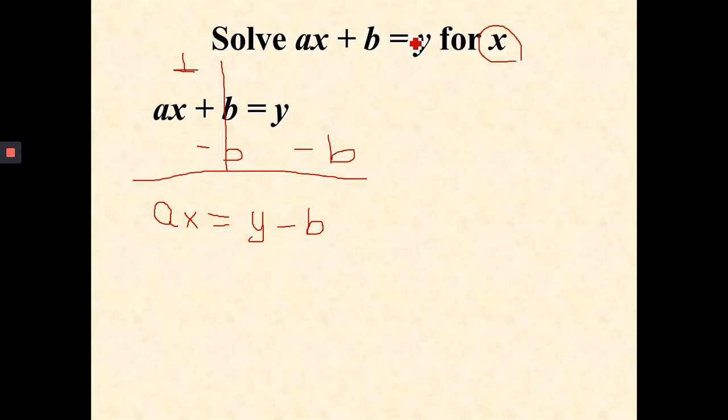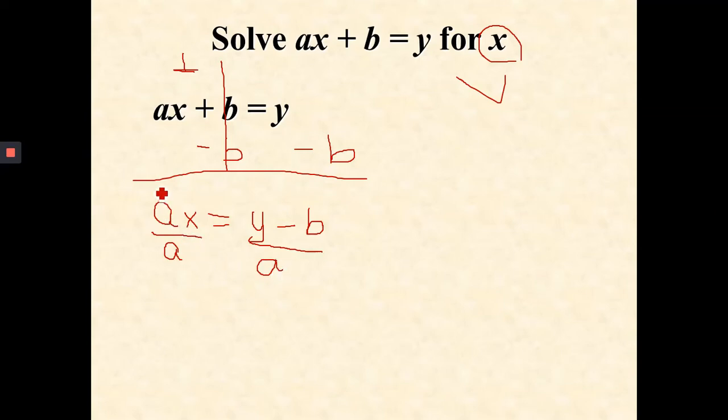Remember, we are solving for x. Your x should have a coefficient of 1, while here it has a coefficient of a, so we need to get rid of a. And how to do that? We're going to divide, because the operation between a and x is multiplication, so we need to get the inverse, and that is division. So we're going to divide each side of the equation by a.